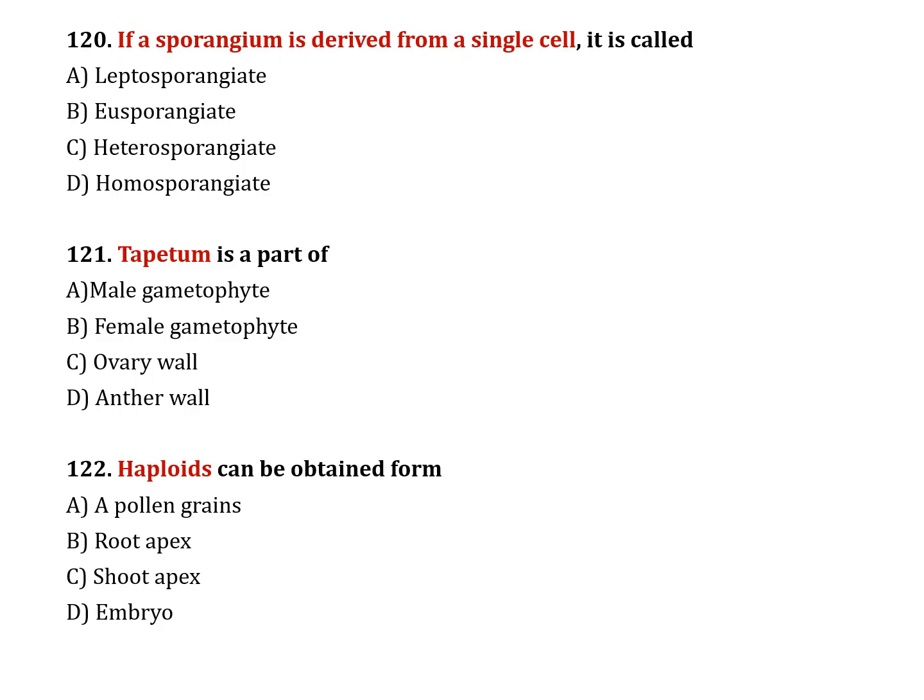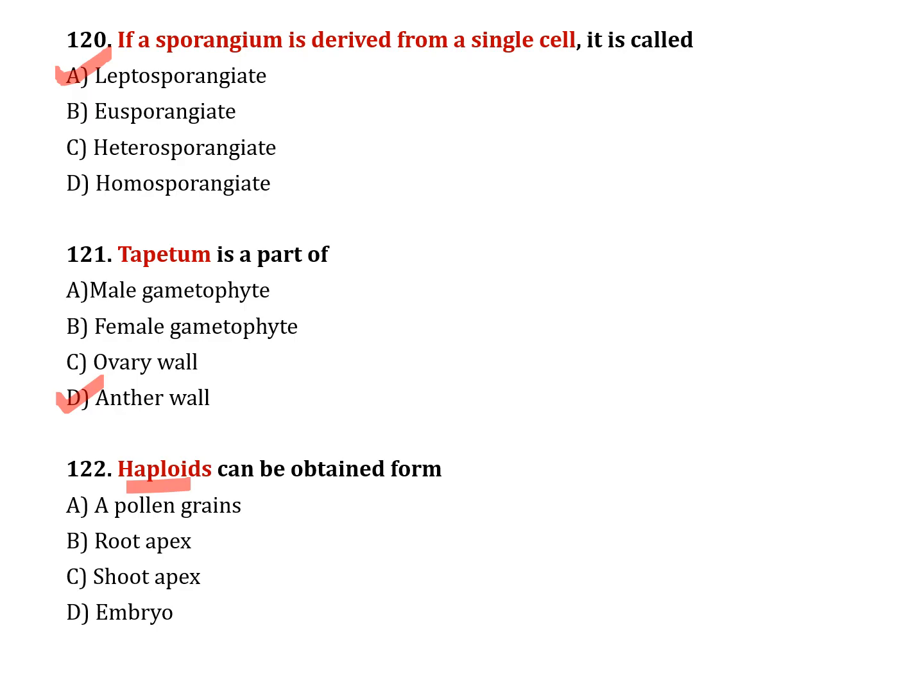The next question, number 120. If a sporangium is derived from a single cell, it is called option A leptosporangiate, option B eusporangiate, option C heterosporangiate, option D homosporangiate. Correct answer is option A, leptosporangiate. The next question, number 121. Tapetum is a part of option A male gametophyte, option B female gametophyte, option C ovary wall, option D anther wall. Correct answer is option D, anther wall.